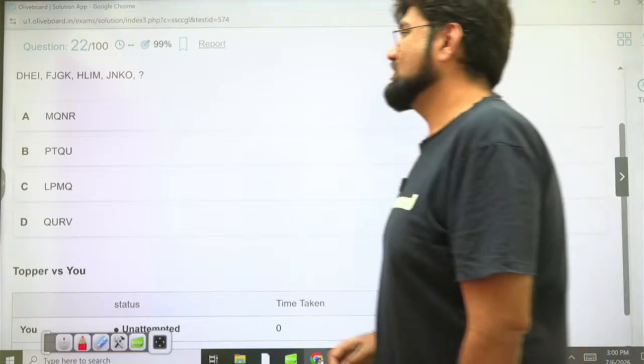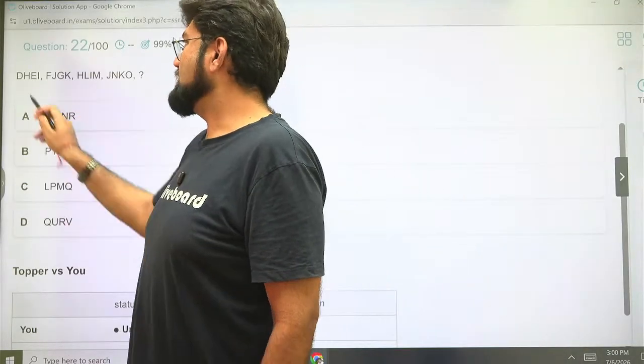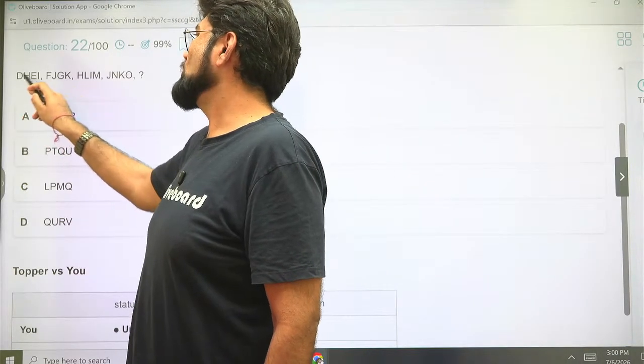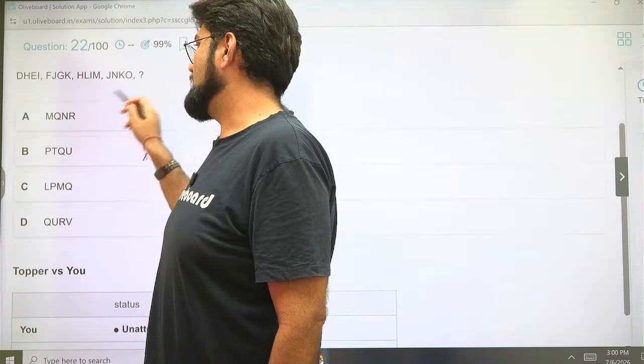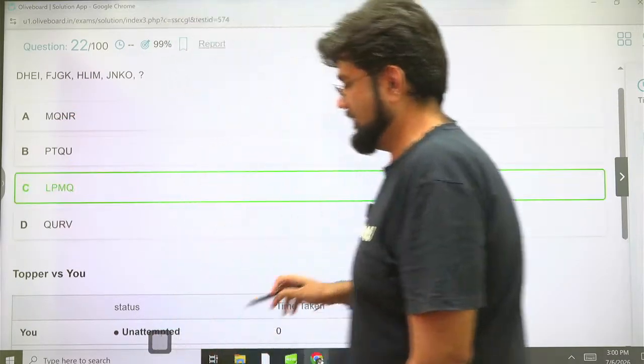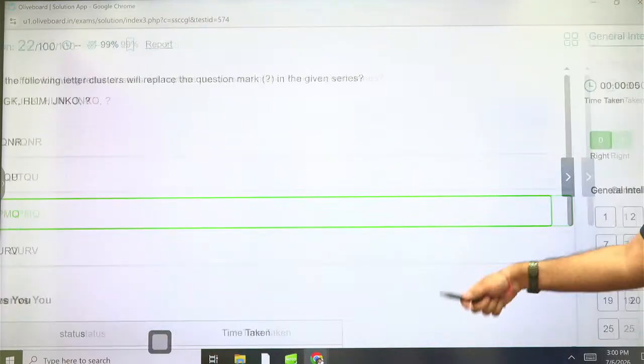Letter series. Again, first letters are different everywhere. 2 plus 2, 6. 4 plus 2, 6 plus 2, 8 plus 2, 10 plus 2, 12. We'll start with L. Option C is the right answer. 10 seconds.